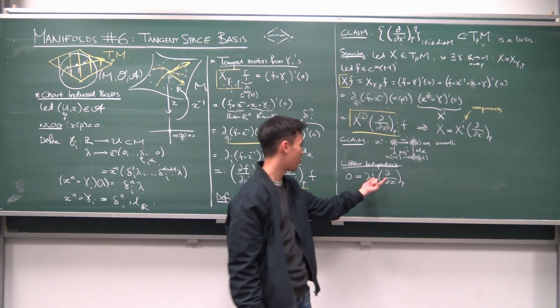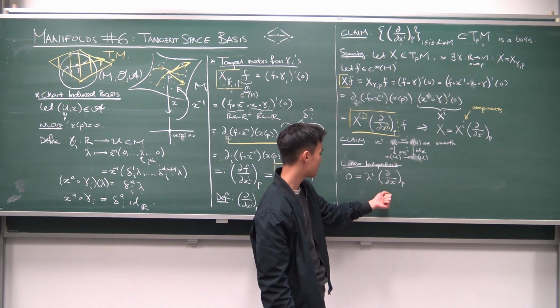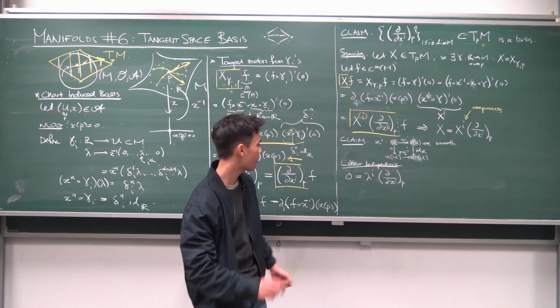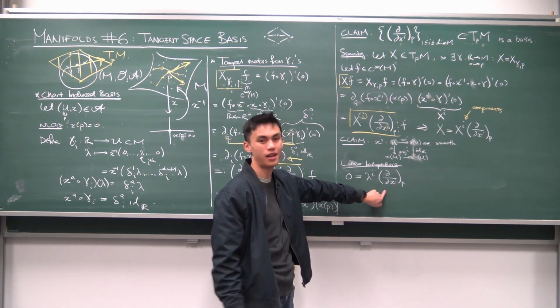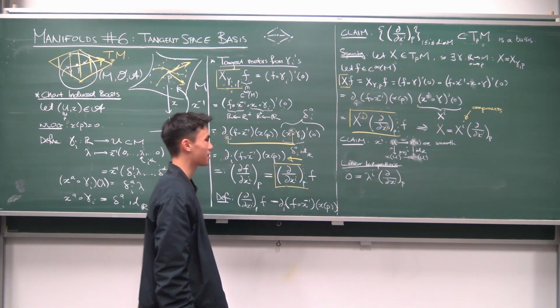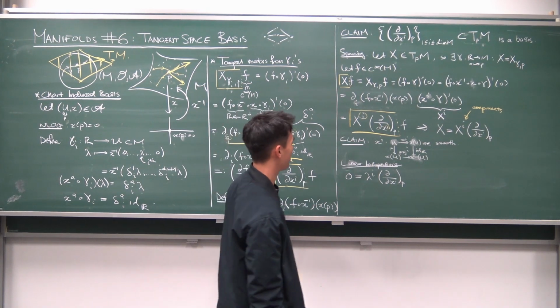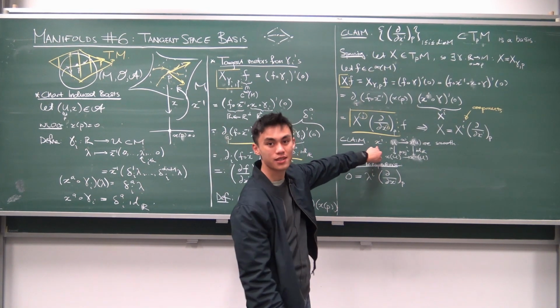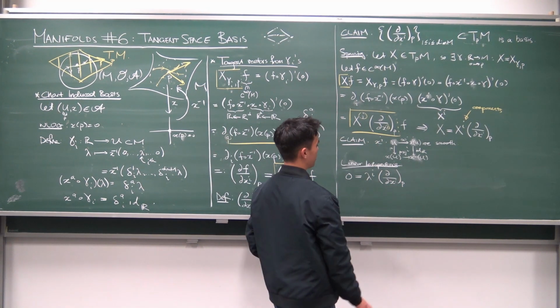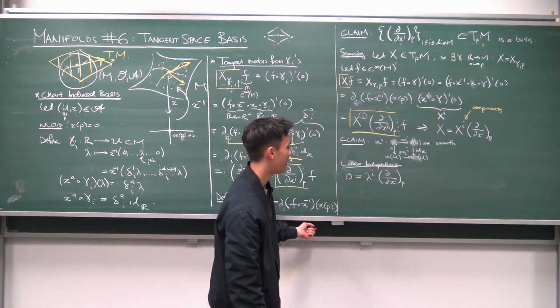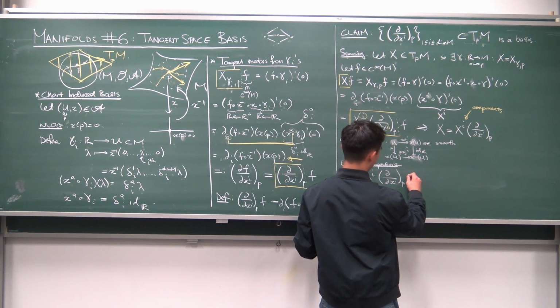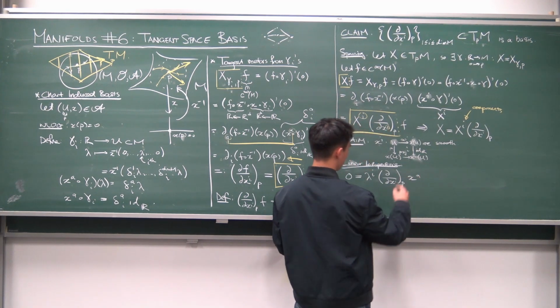Okay, and now we have this vector over here. What I'm going to do is apply this tangent vector to very specific smooth functions, because tangent vectors are supposed to eat smooth functions. And the smooth functions, you might have guessed it, are these xi's over here. I'm going to take this tangent vector and apply it to these xi's. Actually, I'm going to write this as xa, just so we have different indices.